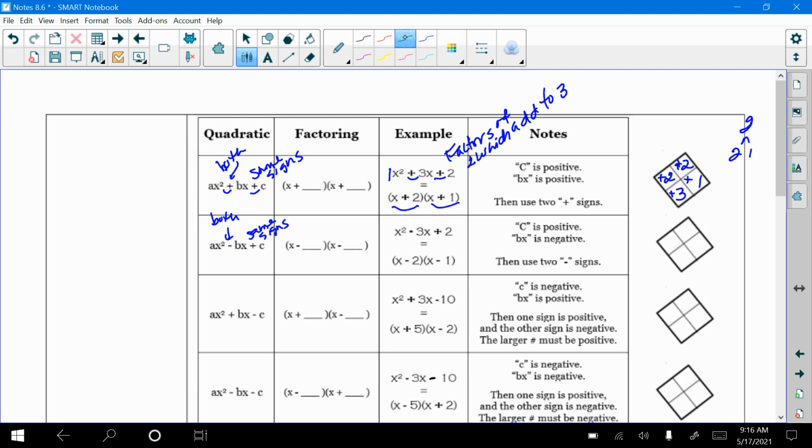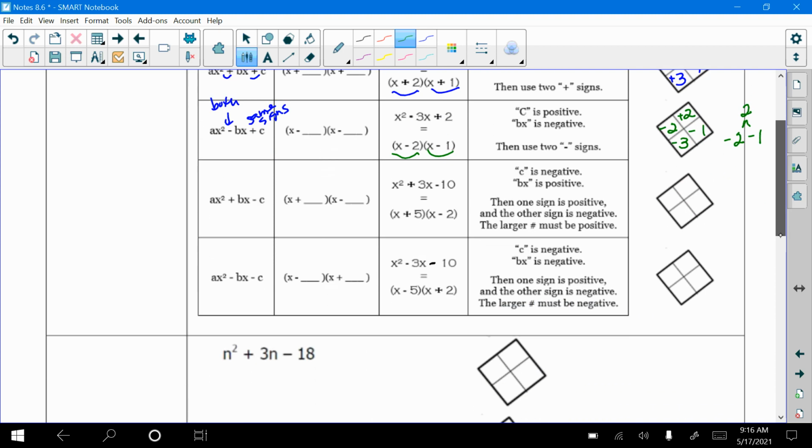Now the next one is same sign, both negative. So again, here I have this 2 here. That's positive 2. But my 3 is a negative 3. So same signs, both negative. Still, I'm going to have them add up to negative 3. So factors of 2 that add up to negative 3 are going to be negative 2 and negative 1, because negative 2 minus 1 more gives me negative 3. And that's where I get my negative 2 and my negative 1.